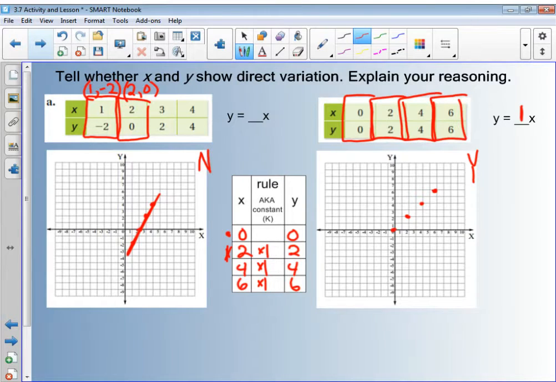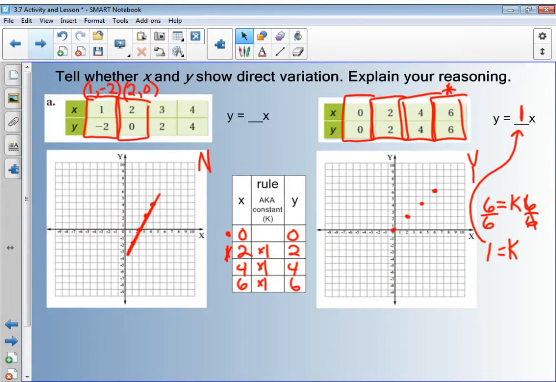Another way to do that is to take a set of your variables. We'll work off of our 6, 6, and substitute in. Our y was 6 equals, we don't know what k is, but our x was also 6. Now we'll solve for k. Divide by 6, divided by 6, k equals 1. Notice how we already had that there. So those are a couple different ways you can solve for k, and we'll be using that second method a little more when we review through this lesson.